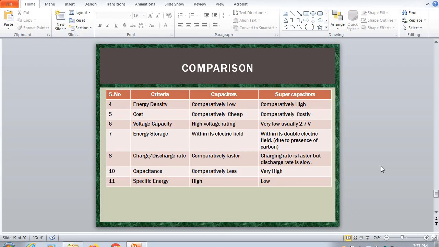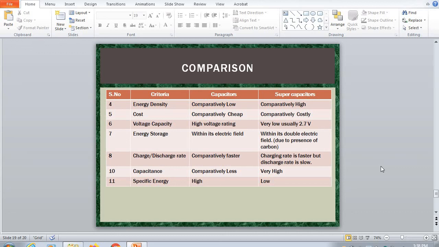Voltage capacity, capacitors have high voltage rating, whereas supercapacitors have a very low rating, usually in the range of 2.7 volt. Energy storage, in capacitors it is stored within the electric field, whereas in supercapacitors it is stored within its double electric field, which is due to the presence of carbon. Charge and discharge rate, capacitors have a faster charge-discharge rate, whereas in supercapacitors charging rate is faster but discharge rate is slow. Capacitance, for normal capacitors, capacitance is comparatively low, whereas supercapacitors have extremely high capacitance.